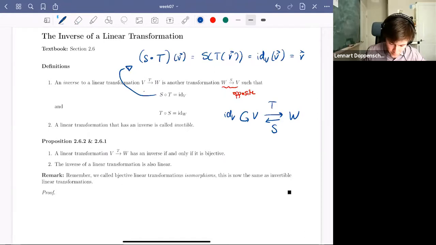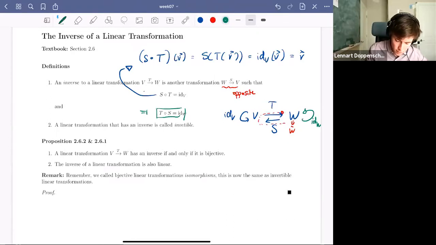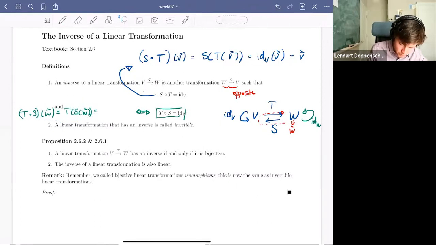The second equation is very similar. It says that if you do S first, so if you start with a w inside of the vector space W, and then we apply S, so we go over to this side, and then we go back to this side, then it's supposed to be the same as we started with, because there's an identity transformation, which we call id on W. And then this equation here literally just says that T composed with S of w, which is T of S of w, is supposed to be id of w, but this is just w.